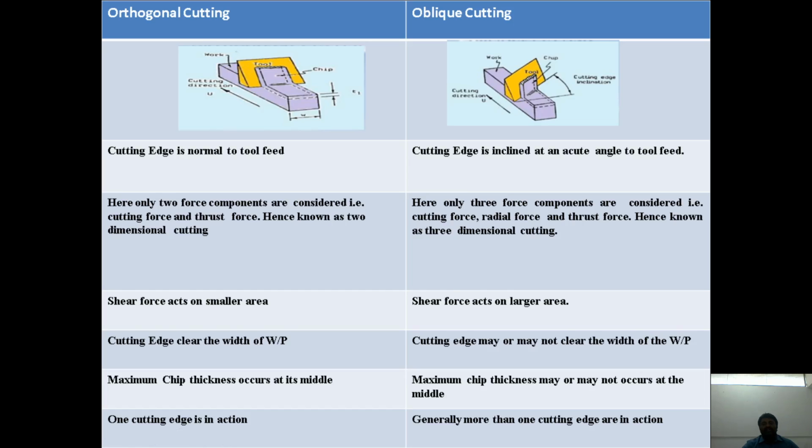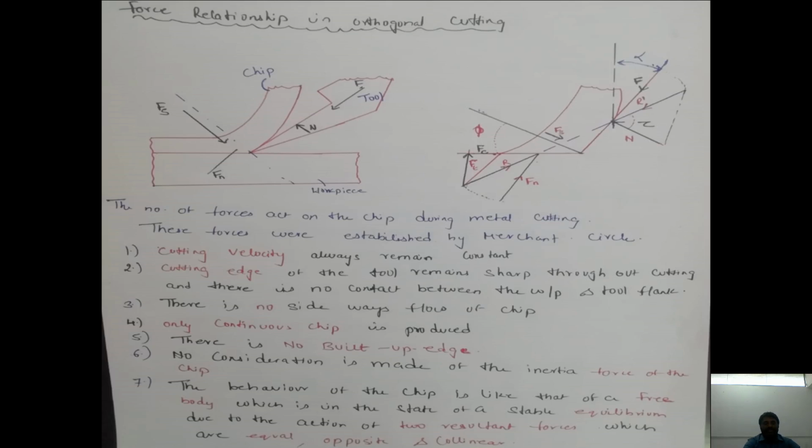Now coming to the force relationship in orthogonal cutting. See from the diagram what happened: this acts as a workpiece and this is a tool. When the tool contacts the workpiece, unwanted material is removed in the form of a chip. So there are a number of forces here, that is F and N, and Fs and Fn. This is the force relationship in orthogonal cutting.